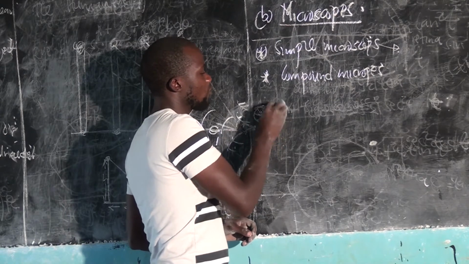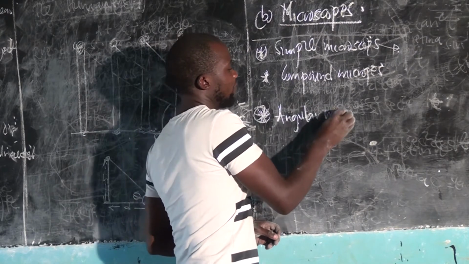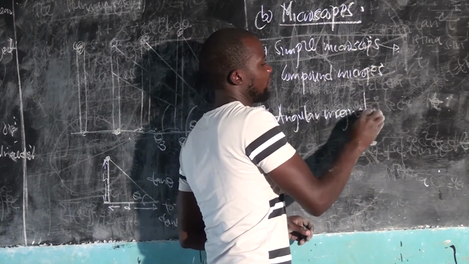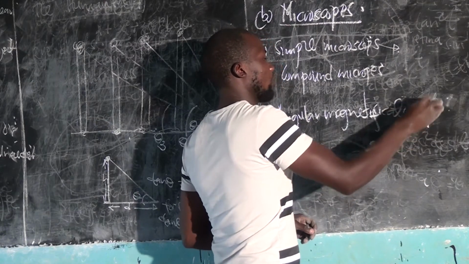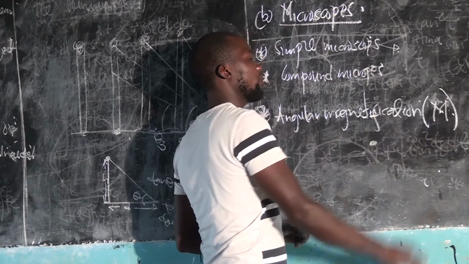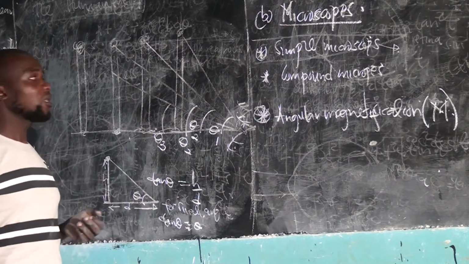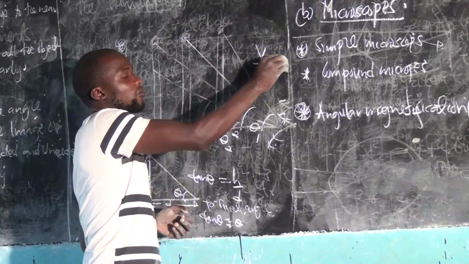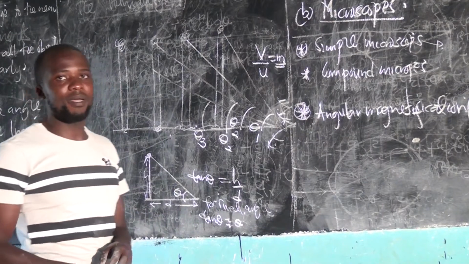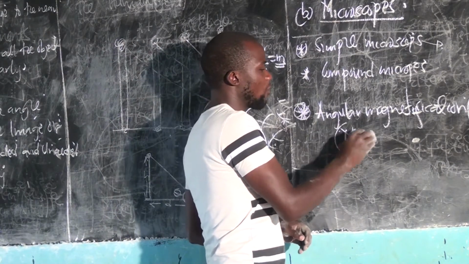I want to talk about angular magnification, capital M. The other magnifications we have been dealing with are linear magnifications, the V over U. Those ones are linear magnifications, small m. This is the angular magnification. The other name given to it is magnifying power.